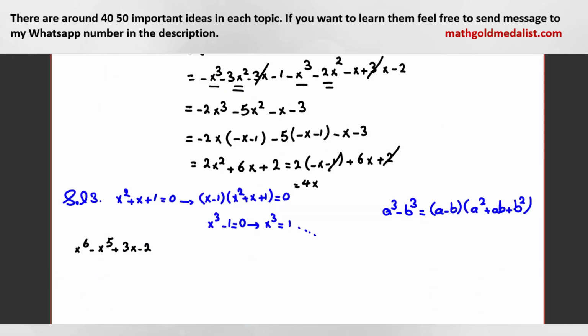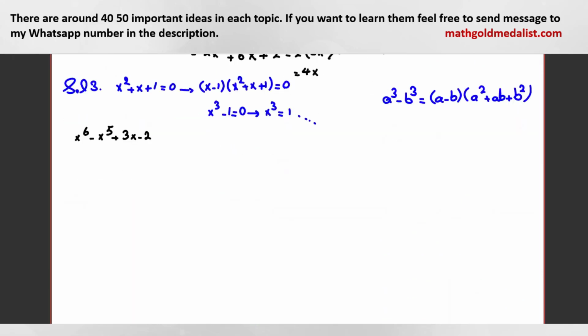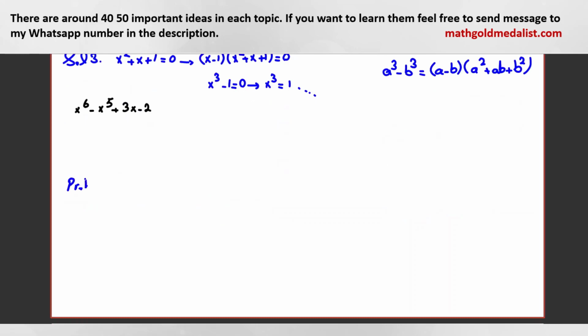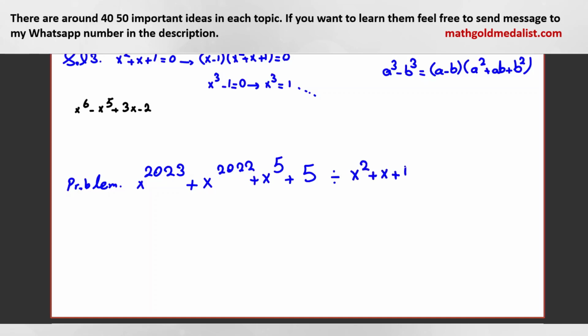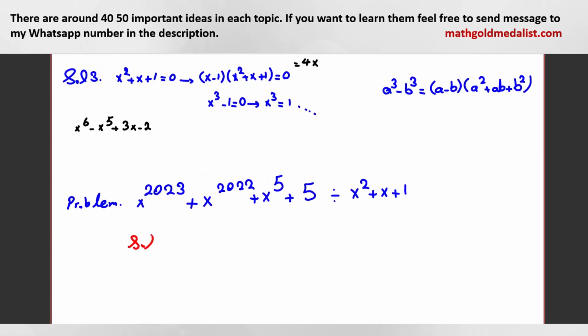For example, if you want to divide, for example, a problem, x to the 2023 plus x to the 2022 plus x to the 5 plus 5. This one, if you divide it by x squared plus x plus 1, then we can say easily it is like the previous problem. We can say x squared plus x plus 1 is 0, and then again x cubed is 1, right?